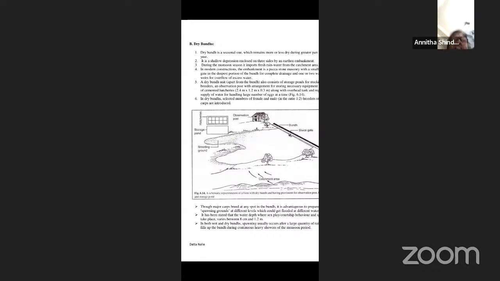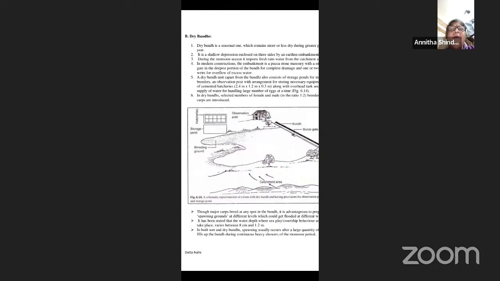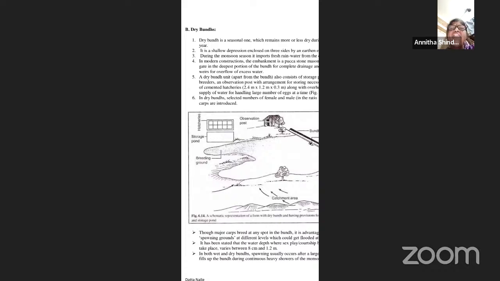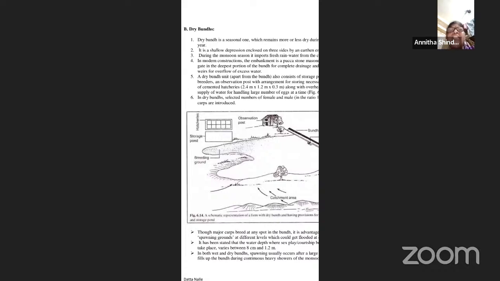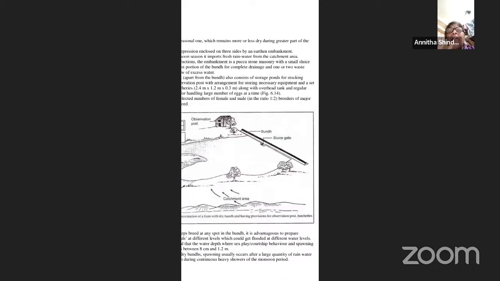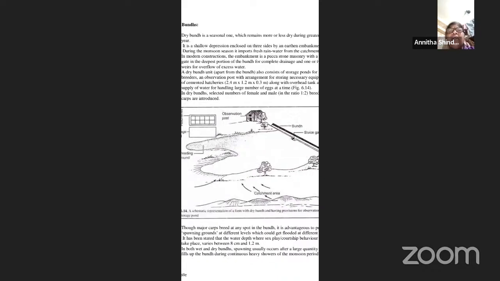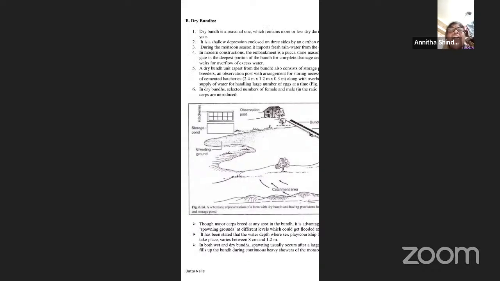The next is the dry bund. Now, a dry bund is a seasonal one which remains more or less dry during the greater part of the year. Wet bunds will always be wet, always getting water, whereas dry bunds exist only during the season. During the summer, they will be totally dry.